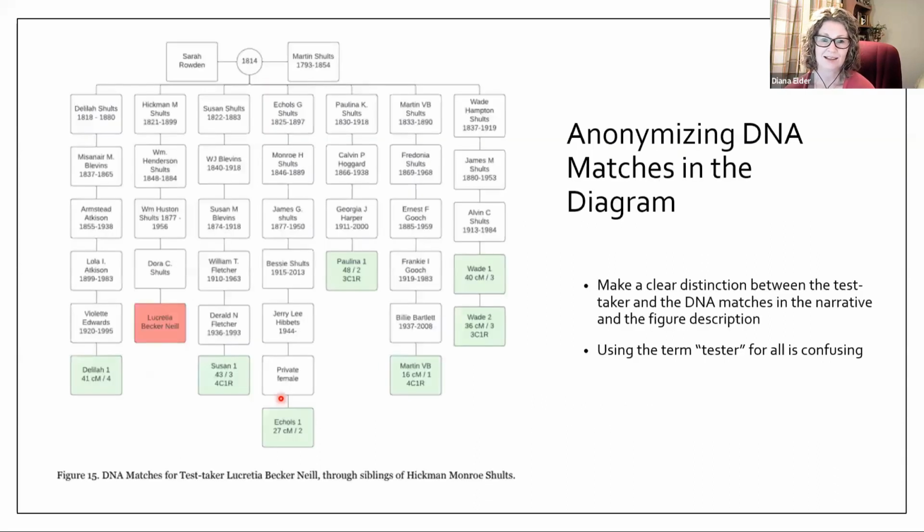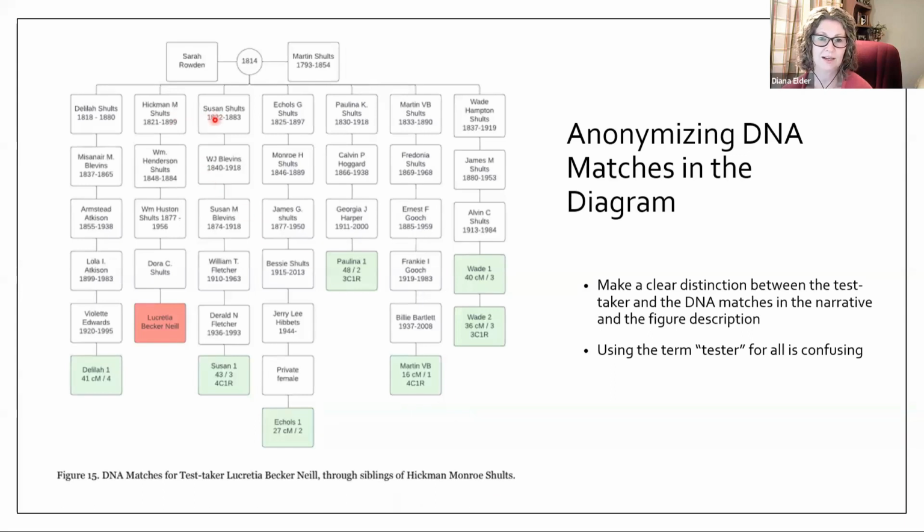So in this project that I did with Martin Schultz and Hickman Monroe Schultz, I put all of the children of Martin Schultz, all the known children. And then using Lucretia, I put her in red because she is the main test taker. I'm comparing all these people to her results. I found using Throughline's list, the people who had the best matches, the highest amount of DNA shared, and I plugged them into this chart. And so you can see down here that I have a little title to this figure. DNA matches for test taker Lucretia Becker Neal through siblings of Hickman Monroe Schultz.